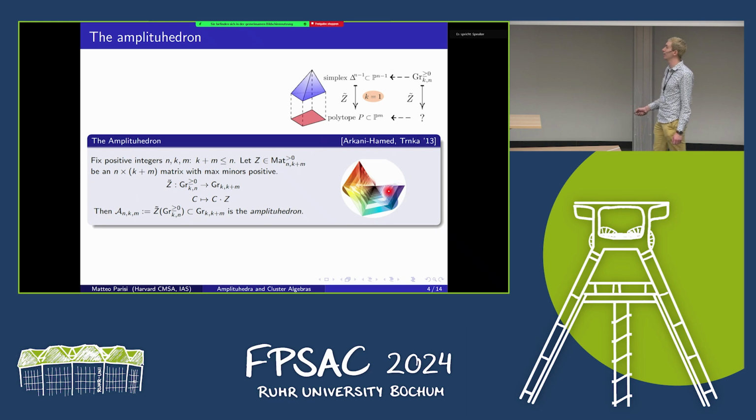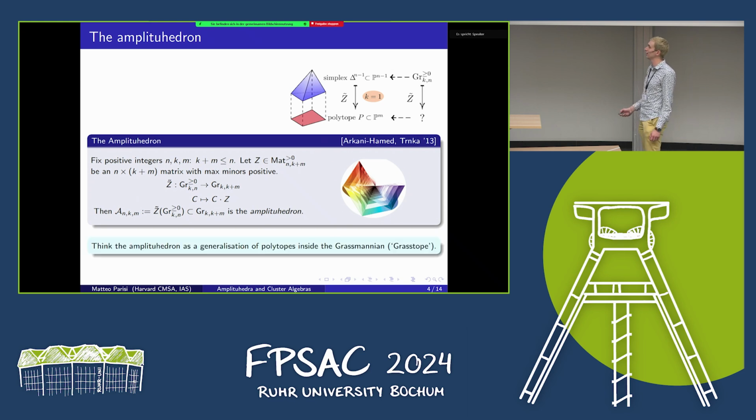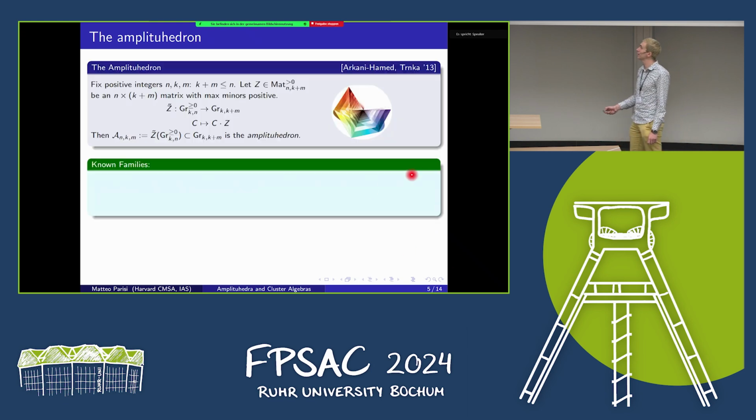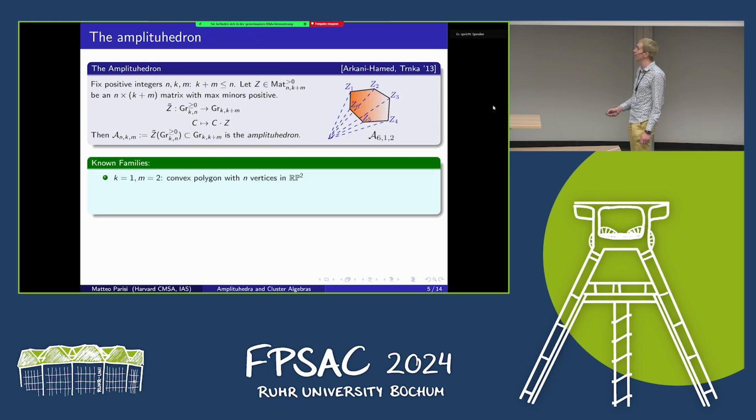The amplituhedron is higher dimensional; this was illustrated by an artist. We can think about the amplituhedron as a generalization of polytopes inside the Grassmannian. There is also a term called Grasstopes, which is a portmanteau for Grassmann polytopes. Okay, let's look at specific families that we obtain when we specialize the parameters n, k, and m.